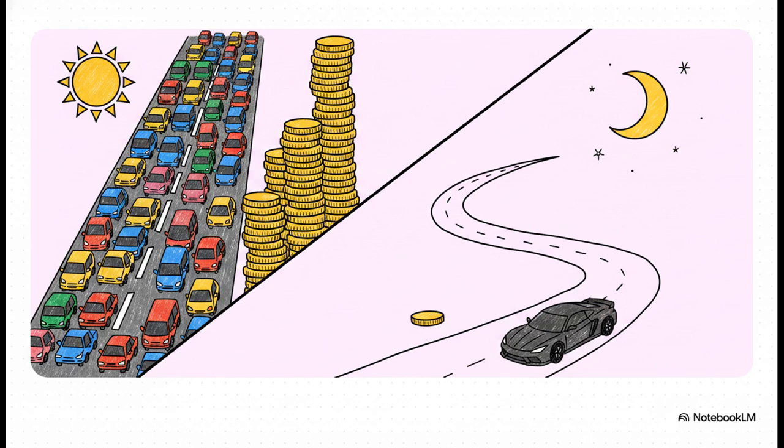Peak hours are exactly like rush hour traffic. Everyone is trying to use the network at the same time, so it's super slow and the tolls are incredibly expensive. But if you simply time your non-urgent transactions for off-peak hours, say late at night or early on a Sunday morning when global activity is much lower, you're going to find an empty highway with drastically cheaper tolls.